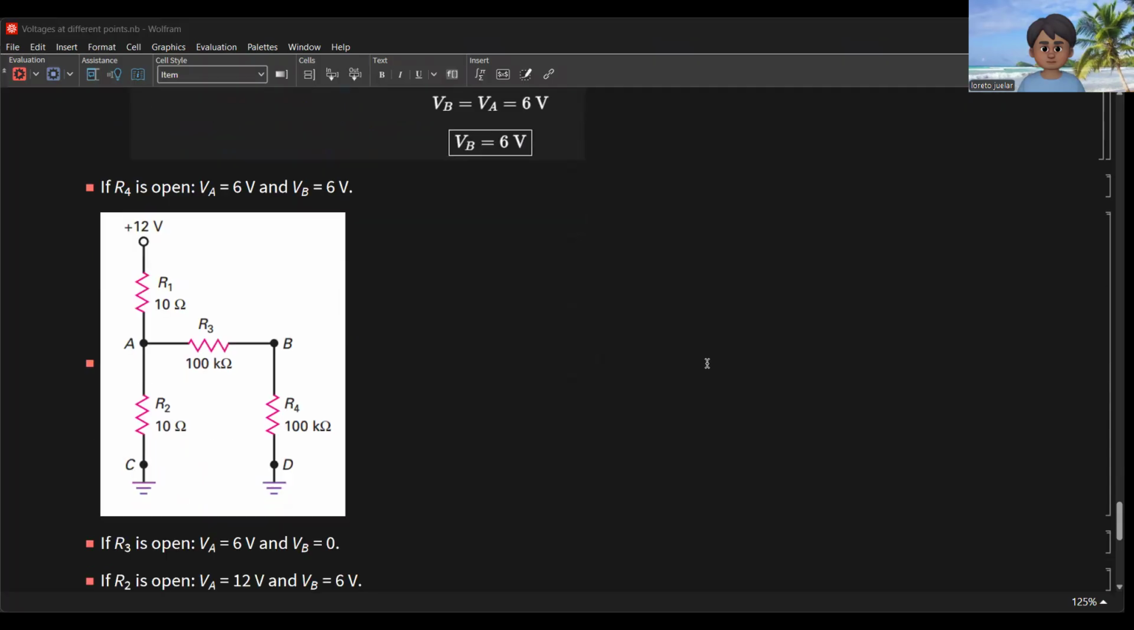Okay, the next problem is how about if R4 is open? So R4 is open here. The voltage at point A is equal to 6 volts here. And the voltage at point B is also equal to 6 volts because R4 here is open. So there is no current here.